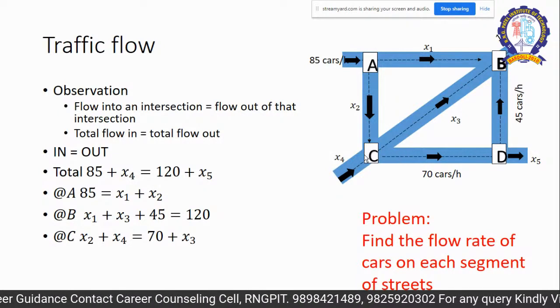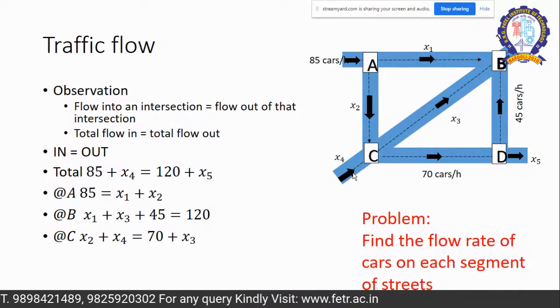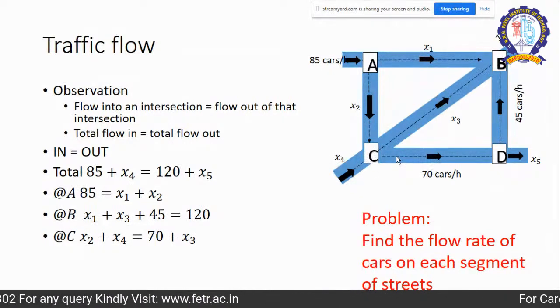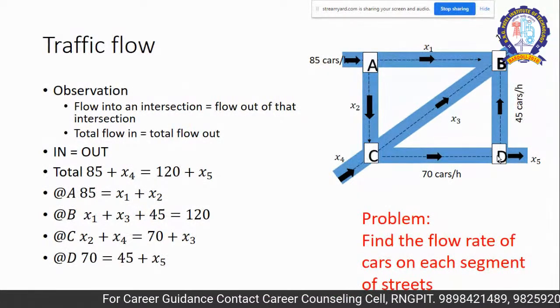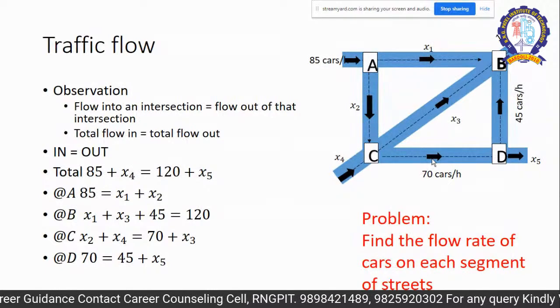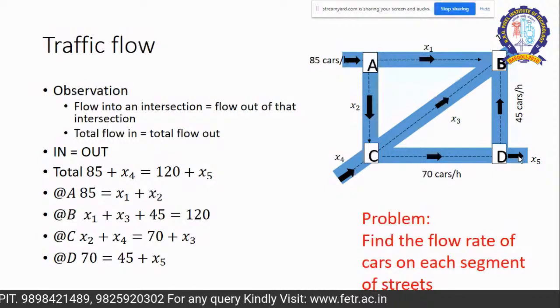At C, X2 cars enter into C, X4 cars enter into C, and 70 cars leave from C, and X3 leaves from C. D is a junction point. 70 cars enter and 45 cars exit, and X5 cars exit from the system.